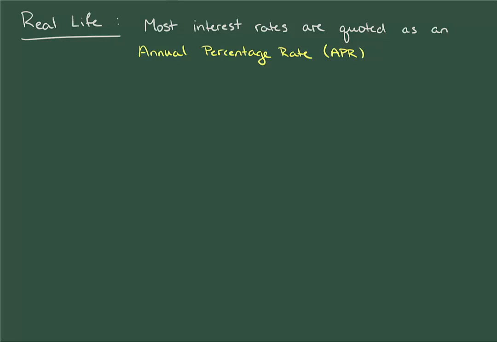Most interest rates in real life are not given to you on a term-by-term basis. Instead, they're quoted in terms of something called the annual percentage rate. You might have heard the three-letter acronym APR used when you watch car commercials or something like that. Now, the best way to learn what an APR is is to take it from example.